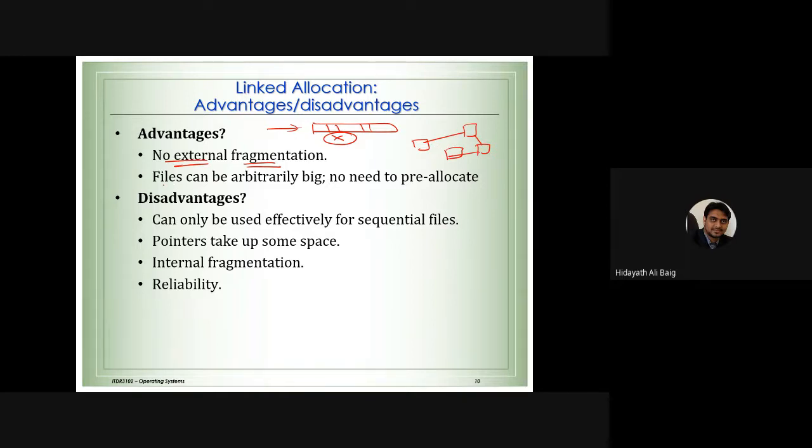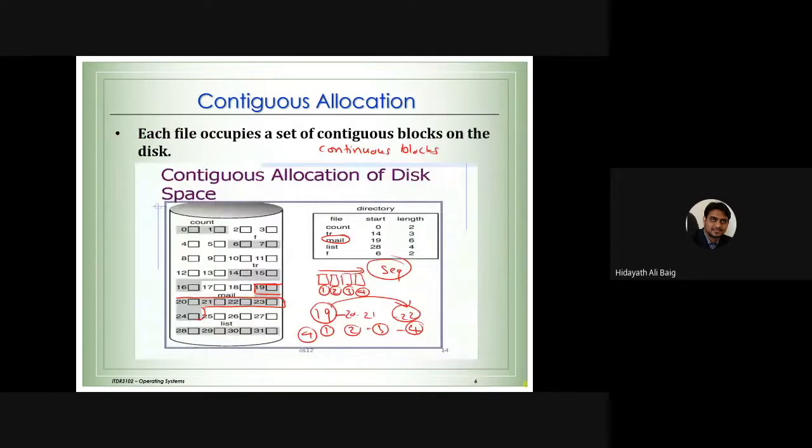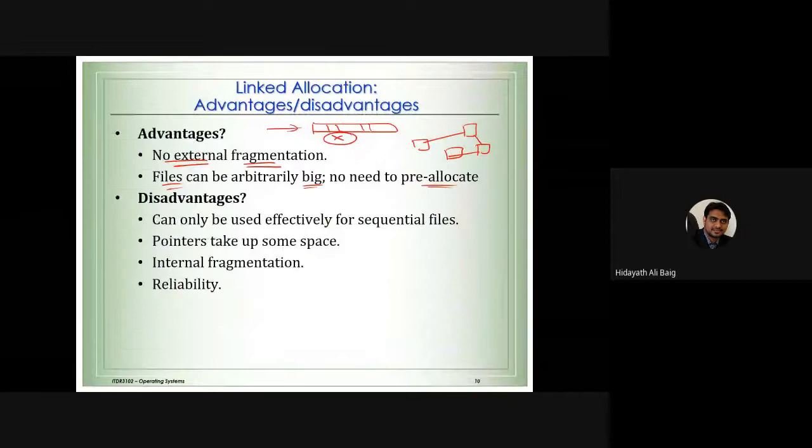Okay. So the files can be big or small, and there is no need to pre-allocate. What do you mean by pre-allocate? No need to give the memory at the beginning, like we said about contiguous allocation. If we give the memory at the beginning according to the size of the file, that is contiguous allocation. But in linked allocation, we need not pre-allocate the storage for the file. Okay, these are the two advantages of this.